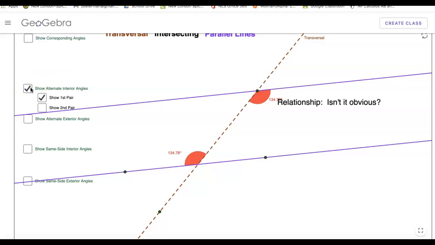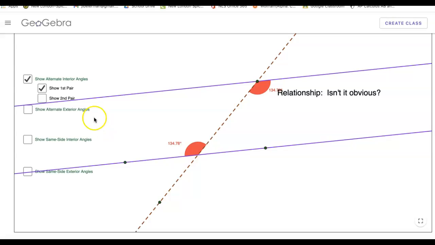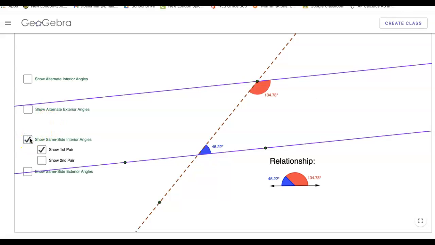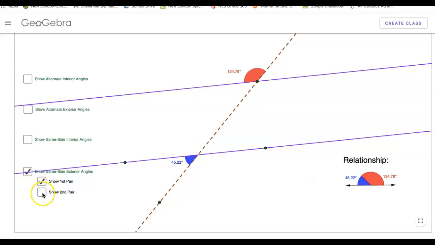Alternate interior, that's our first pair, second pair. And again, these guys have that relationship where together they are the same, but if you took the other pair, they would make 180. Here's my alternate exterior, my other pair, same side interior, those again make 180. And I have another one on the other side. And lastly, we have our same side exterior.